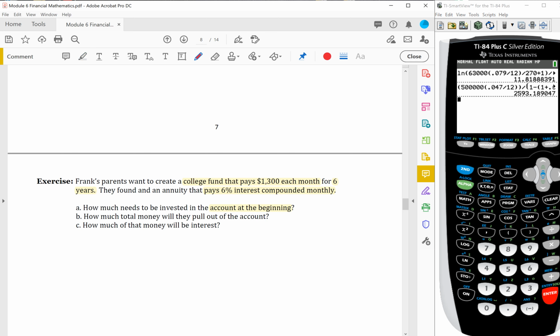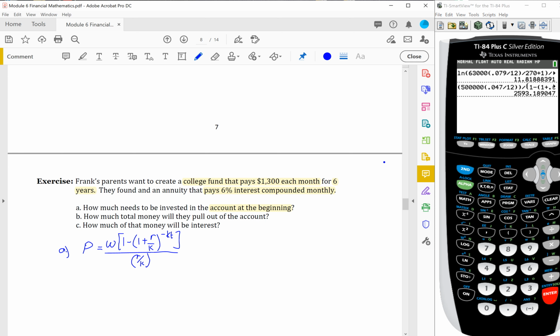Okay, let's start with our annuity formula. So our payout annuity formula should look like, let's do part A here first. Our payout annuity formula is P equals W times 1 minus 1 plus R over K raised to the negative KT, all over R over K.